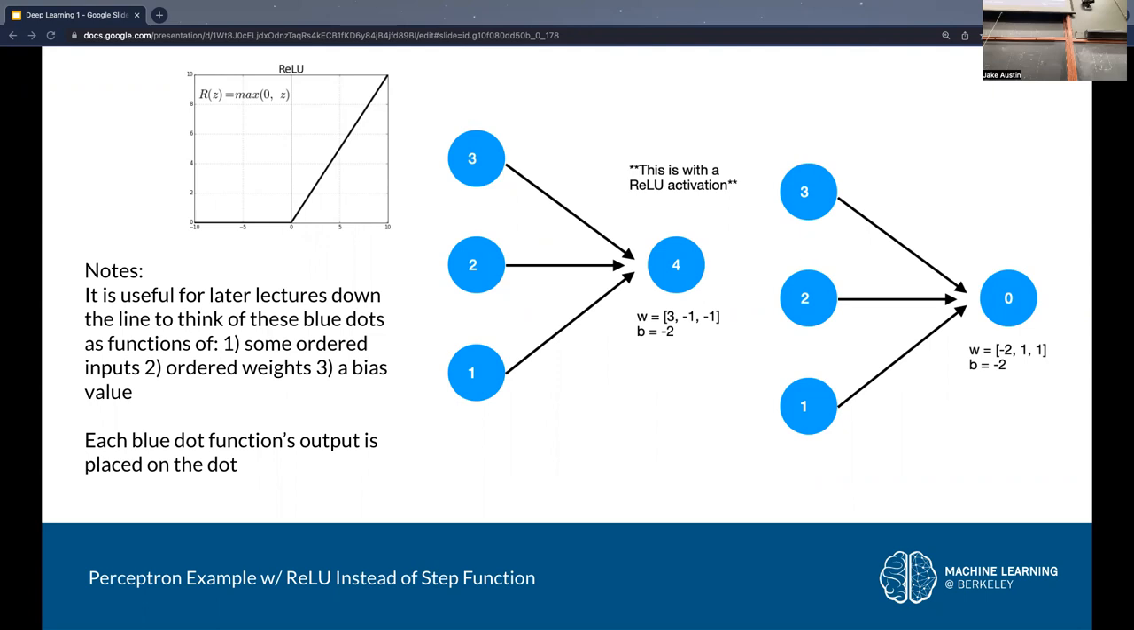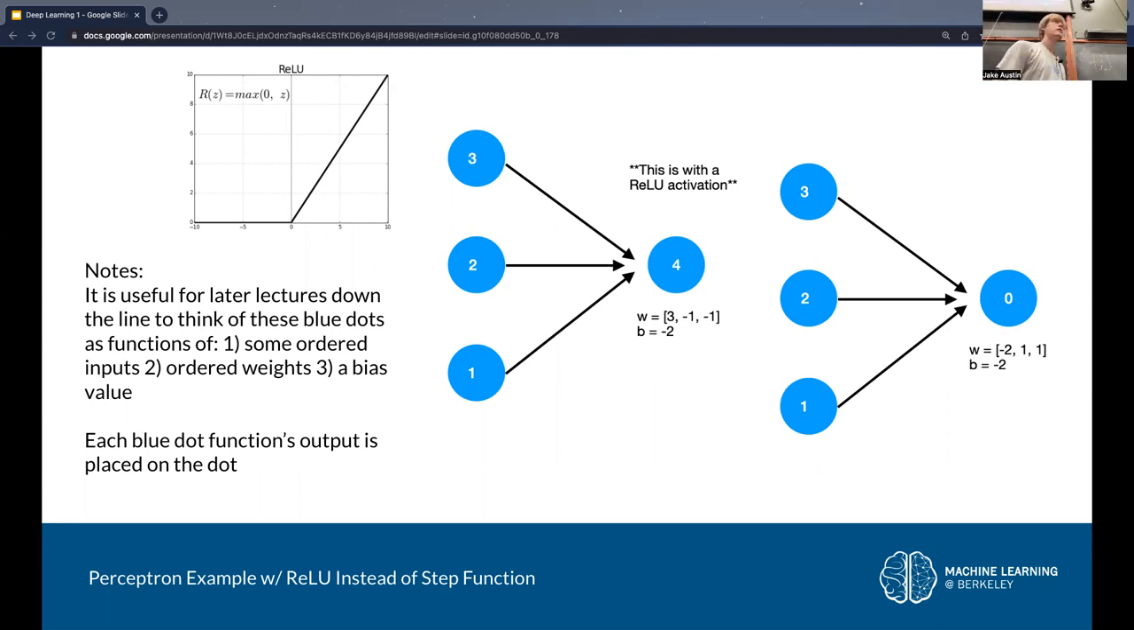And then we're going to pass it through the ReLU function, which in this case, because the value is greater than zero, is going to spit out the exact same value it took in. On the right-hand side, it's the same thing, only now all of our weights multiplied by all of the inputs plus our bias sum to a value that's less than zero. When you pass a value that's less than zero through the ReLU, it outputs zero. So does anyone have questions on this example and how the math works?